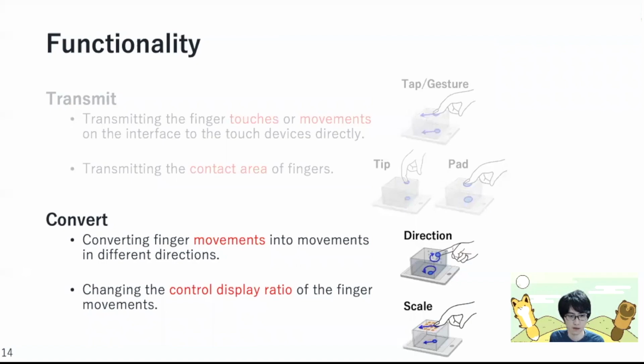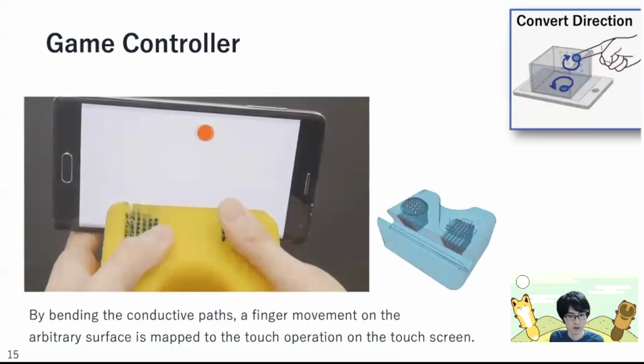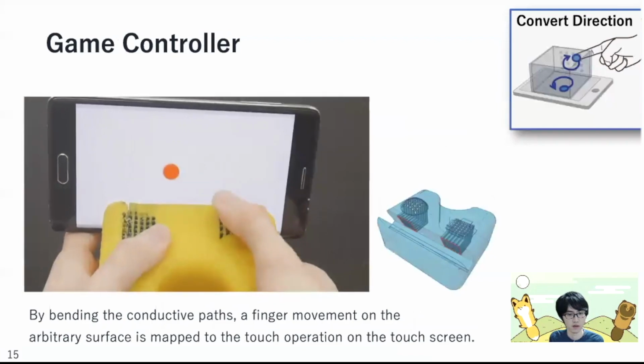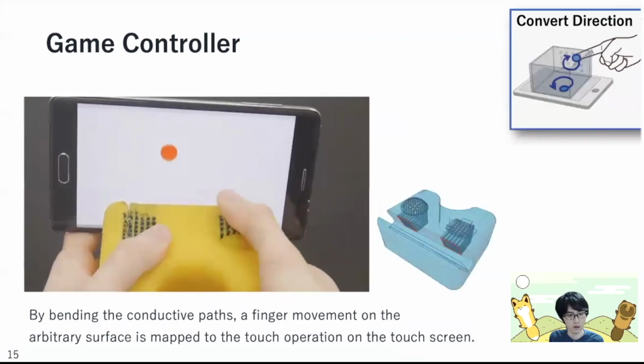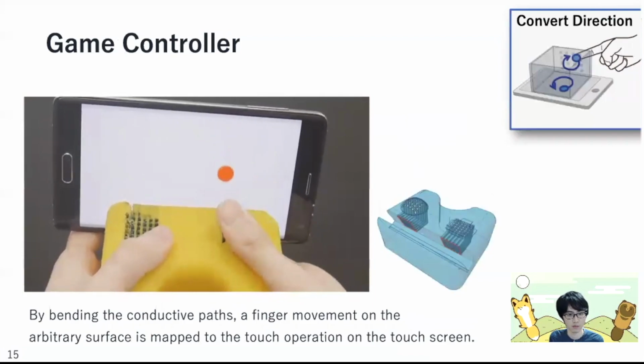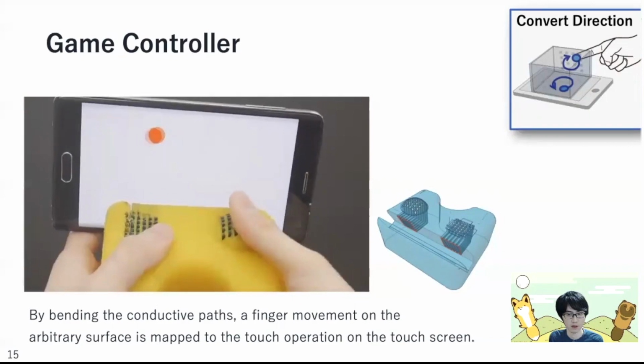Next, the CAPath interface can convert the finger movements in different directions. Furthermore, it can also change the CD ratio of the movements. This interface has two grid areas in which conductive paths are bent by 90 degrees. Users can use it as a game controller by inserting the smartphone vertically.